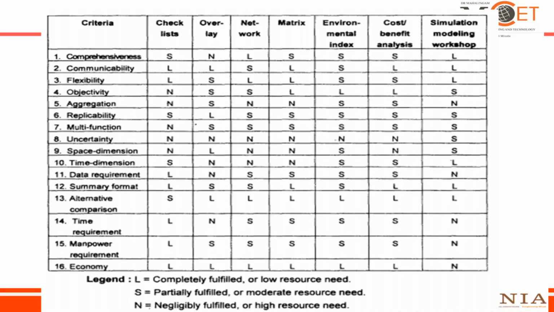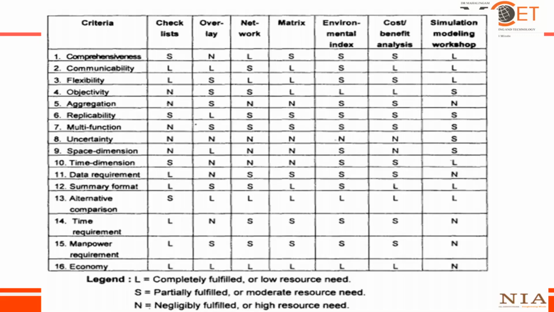Data requirement, how much data is required, whether it takes into account the data requirement. Summary format, right, whether it is summarizing all those impacts, whether alternative comparison has been conducted, or alternative comparison is possible in that particular method, meaning we cannot go for this particular process. So is there any way to compare different processes or different alternatives for that particular project in this particular method?